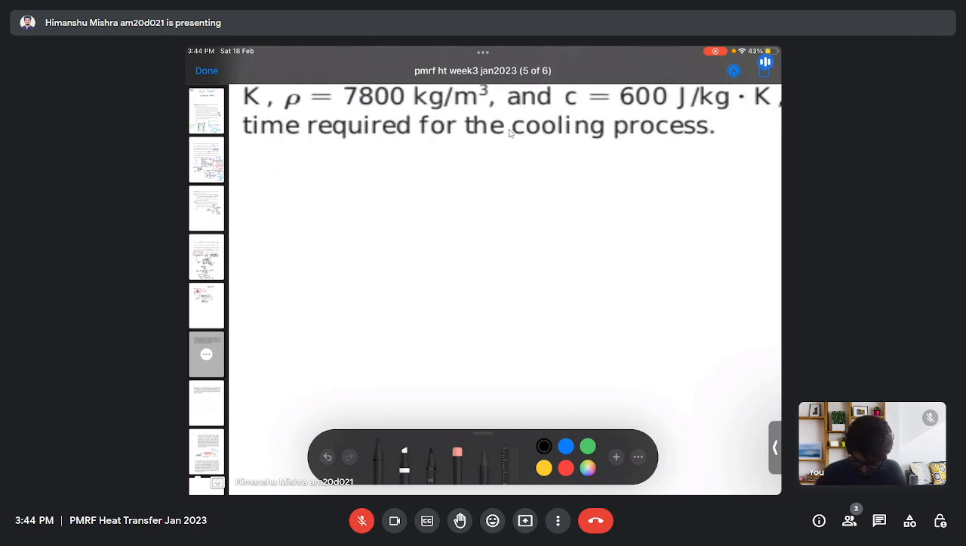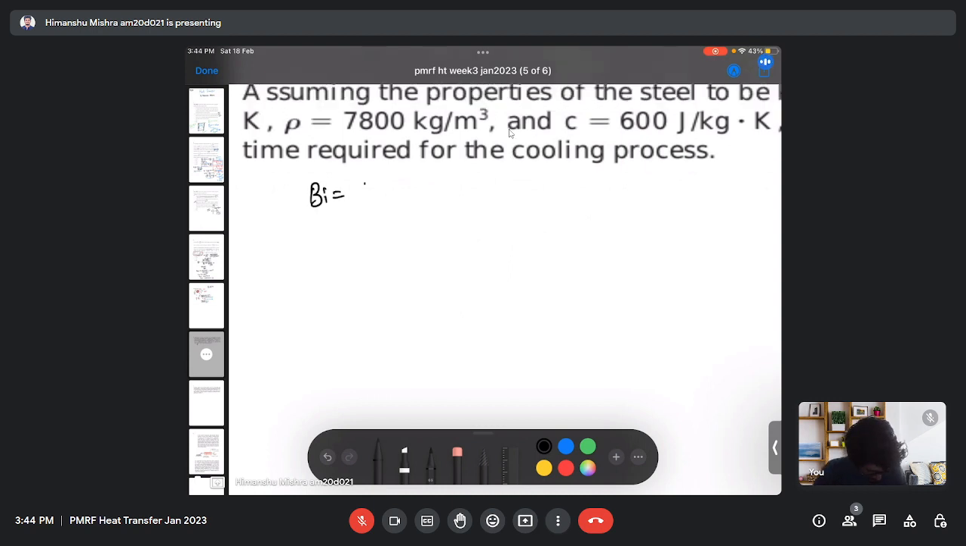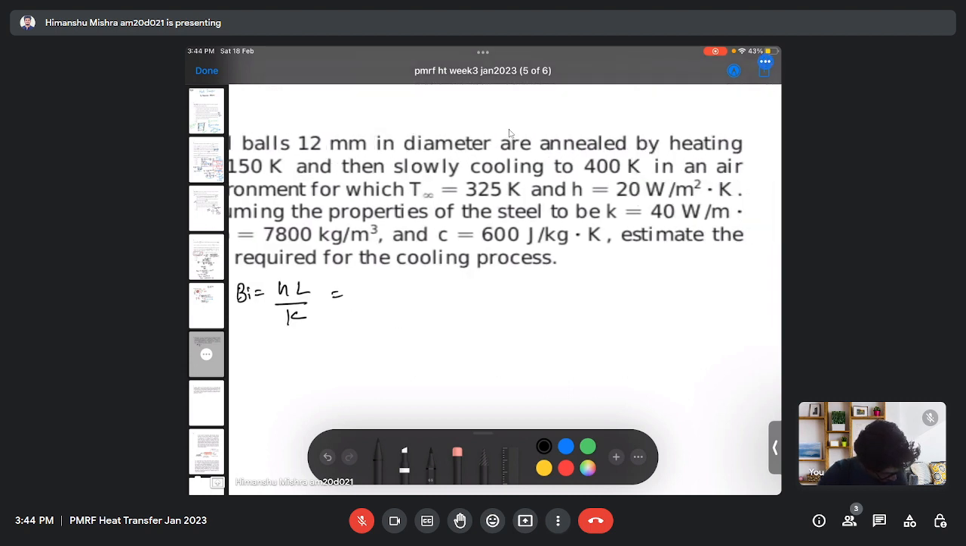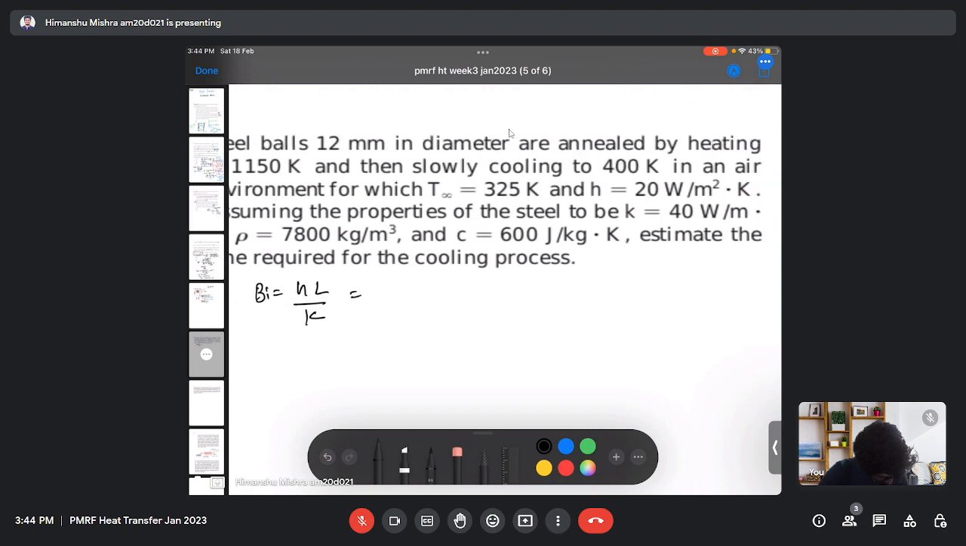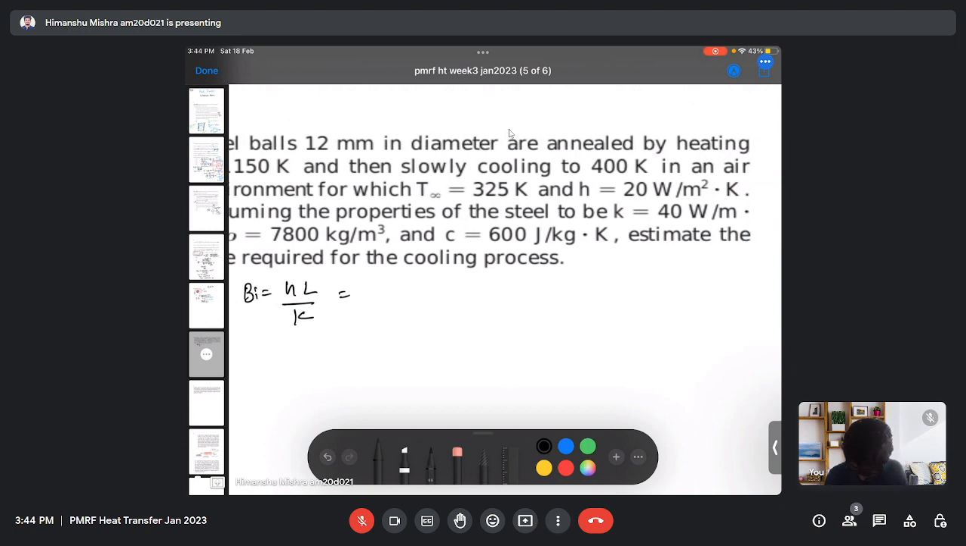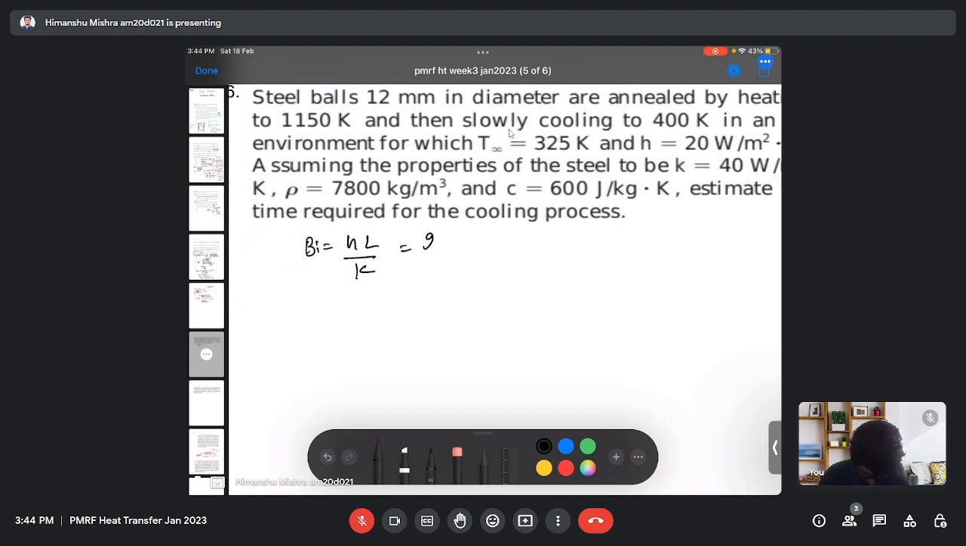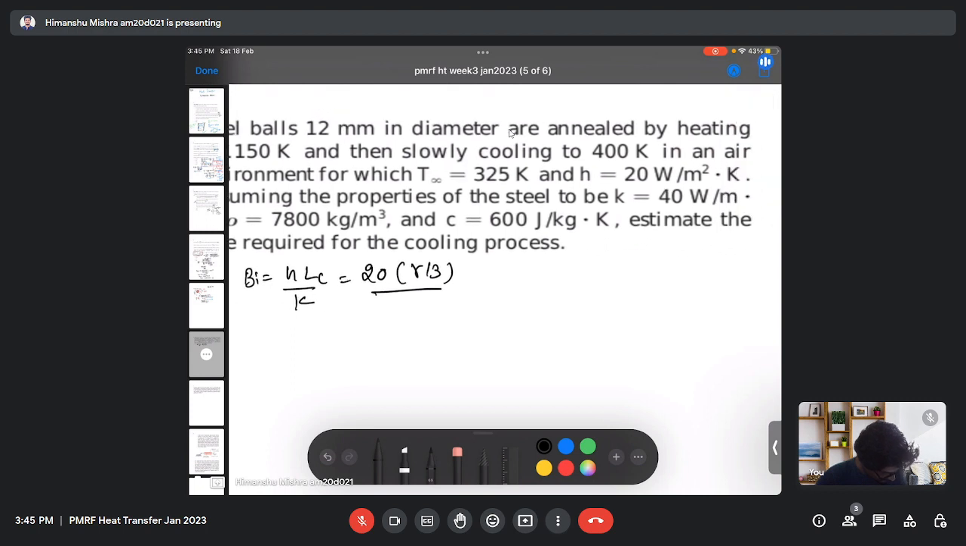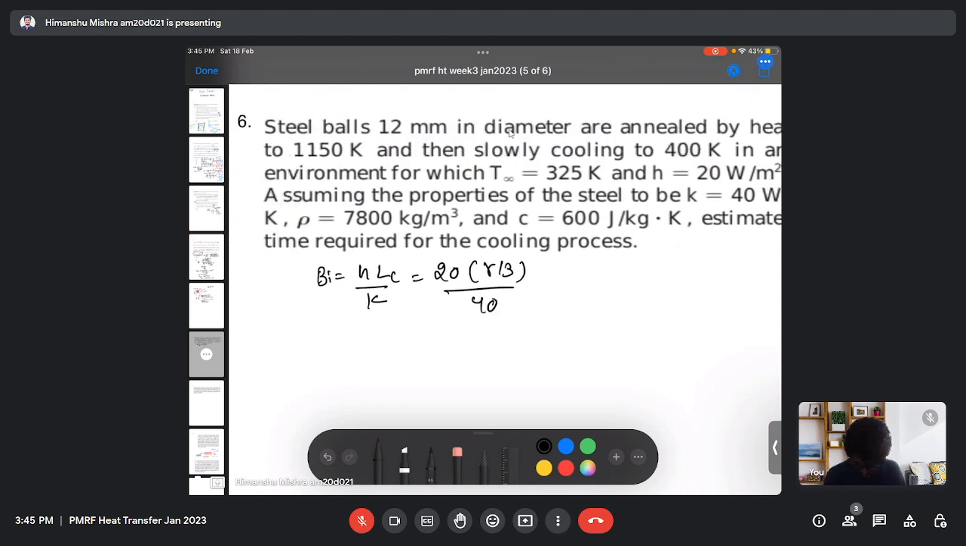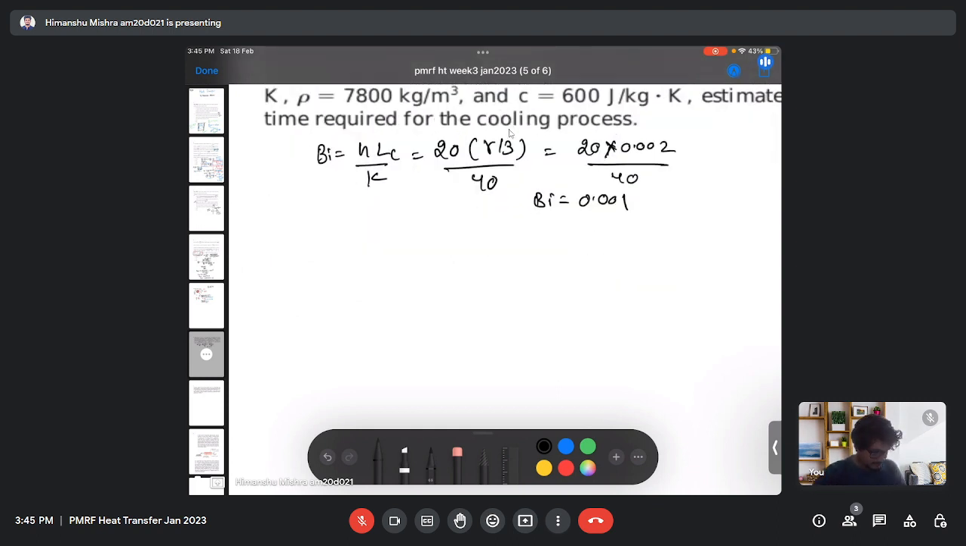So first, let's check the Biot number for this problem. The Biot number is hL by k, and my heat transfer coefficient is 20. My characteristic length will be R by 3, and my thermal conductivity is 40. So my Biot number will be 0.001, which is perfect to use the lumped heat transfer analysis.